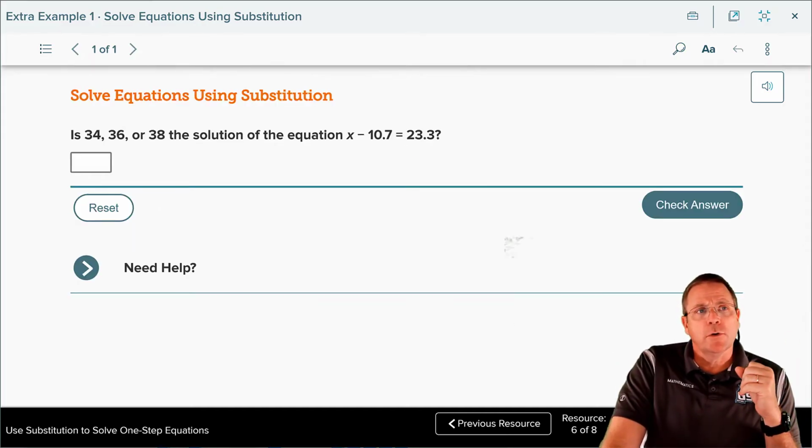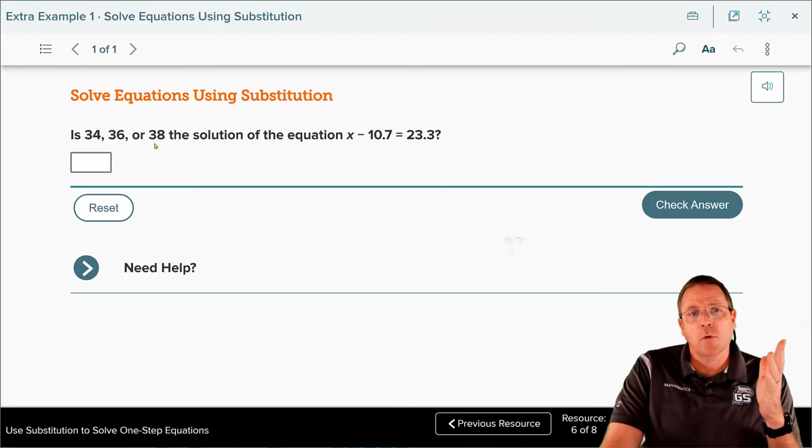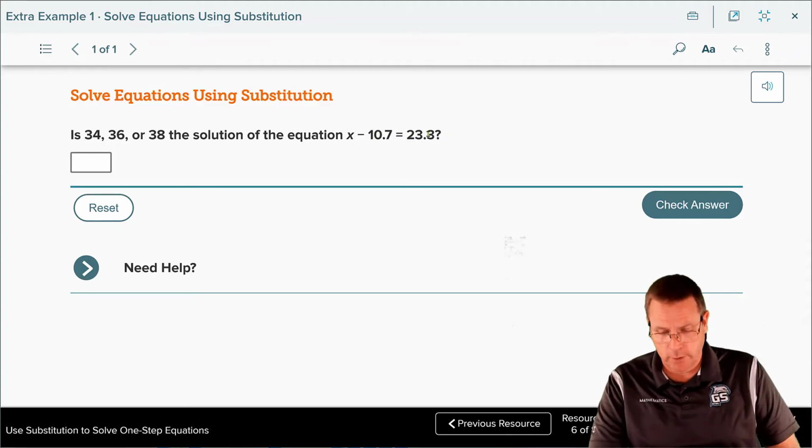Now it's your turn. Do extra example 1, find out, is 34, 36, or 38 going to be the solution of x minus 10.7 equals 23.3. Pause the video and work it, please.